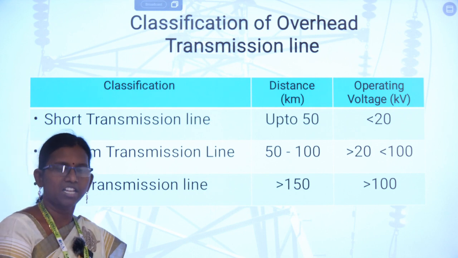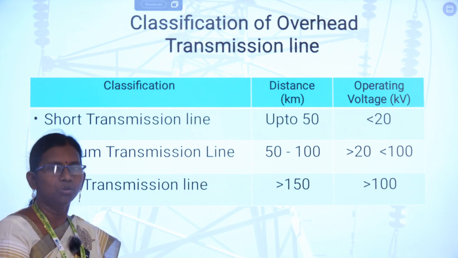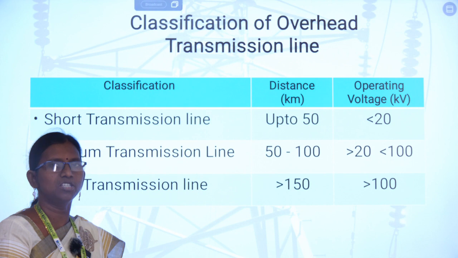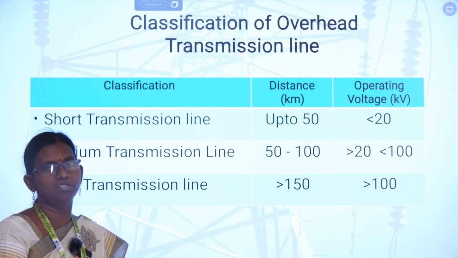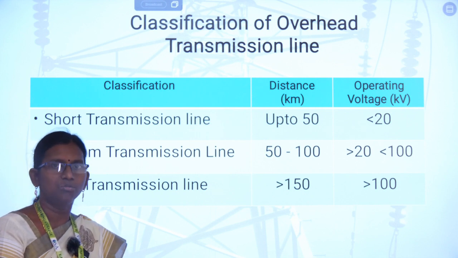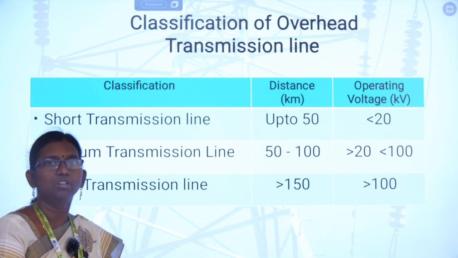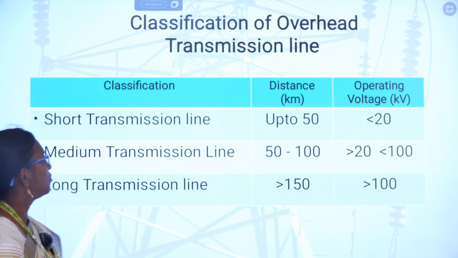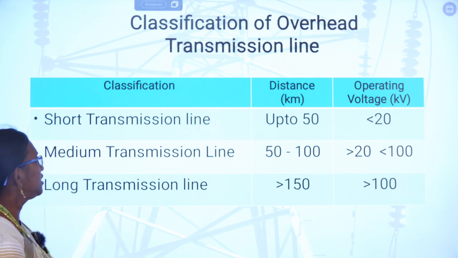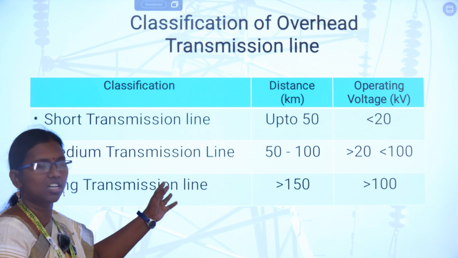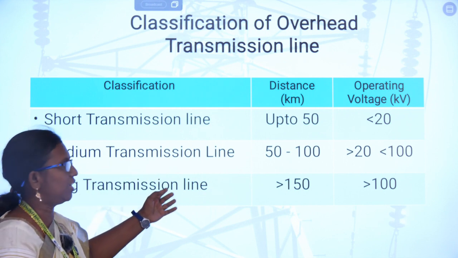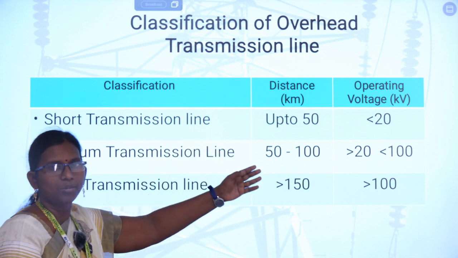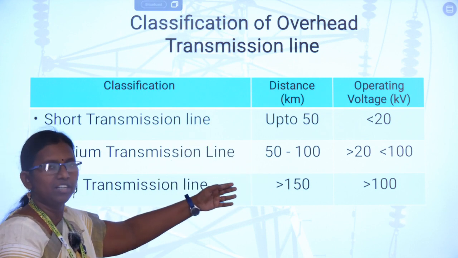Normally, in a transmission system, we have two modes of transmitting the voltage. One is overhead transmission line, the other one is underground cables. First, let us see the classifications of overhead transmission line. Basically, a transmission line can be classified into three: short transmission line, medium transmission line, and long transmission line. Based on the distance and operating voltage, it is divided.